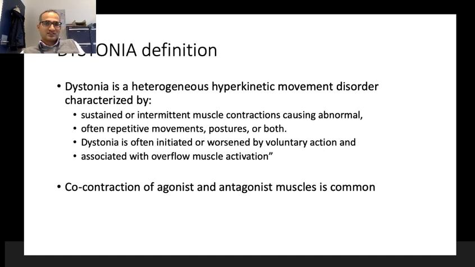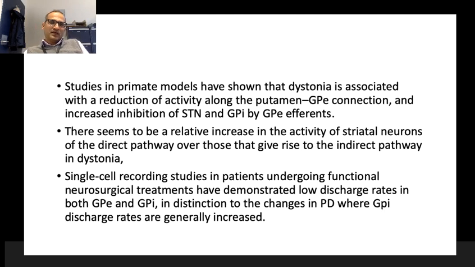It talks about dystonia's definition, then about its pathophysiology, and it says that in dystonia there is increased activity of the striatal neurons of the direct pathway as compared to the ones in the indirect pathway.